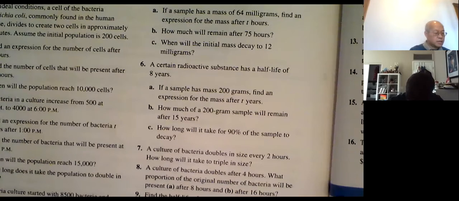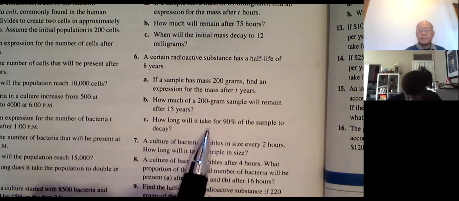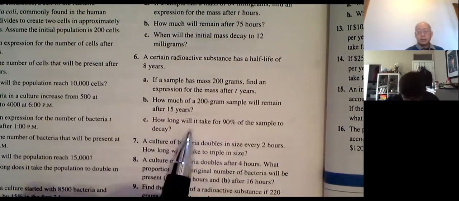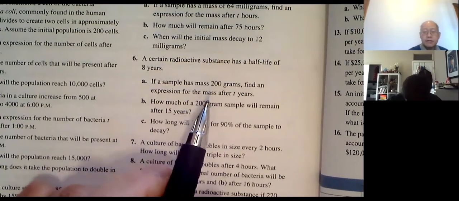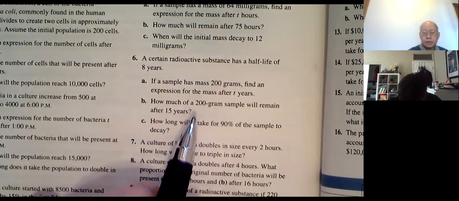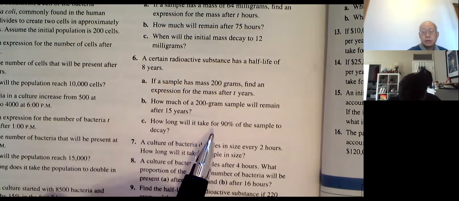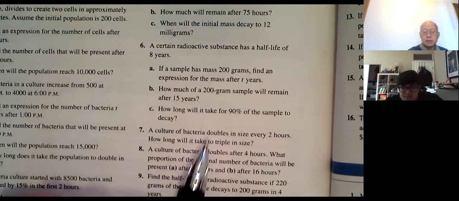Okay, then part C. How long will it take 90% of the sample to decay? Well, what's 90% of 200? 180. So it's just like saying, when will there be 180 grams left? Okay. Oh, I'm sorry, let's see, 90% of the sample to decay. I got it wrong.